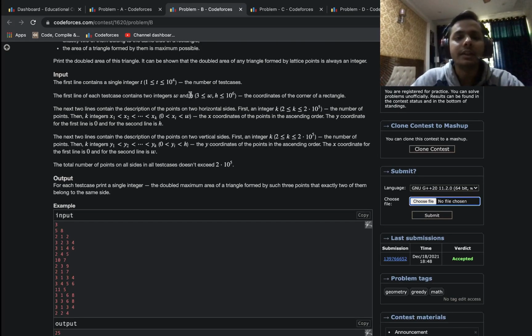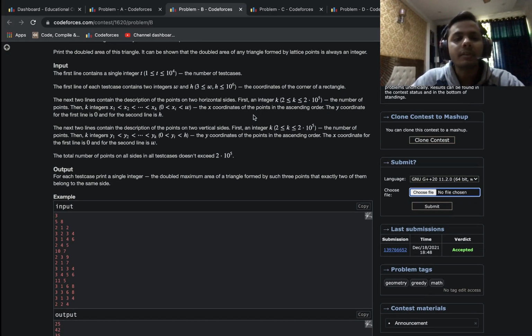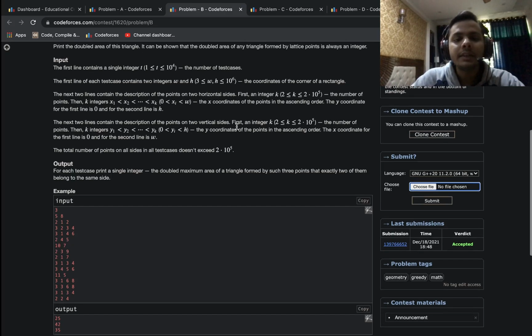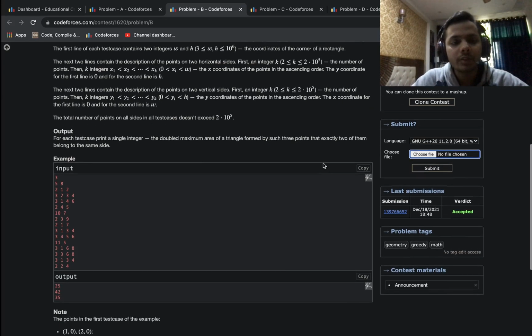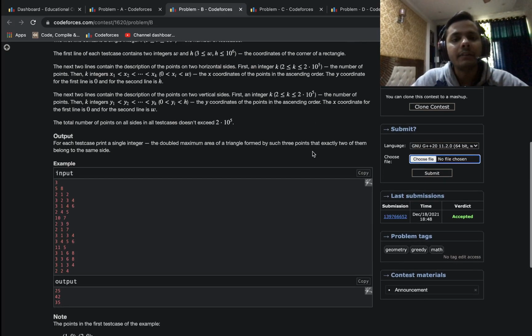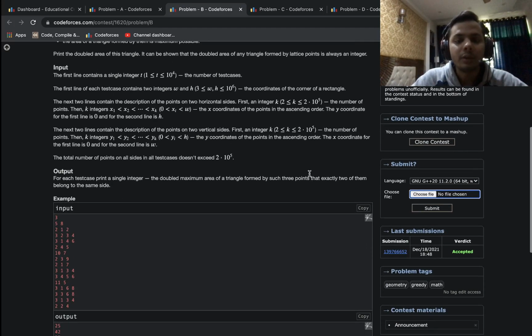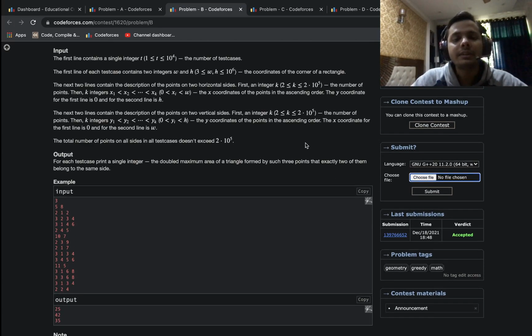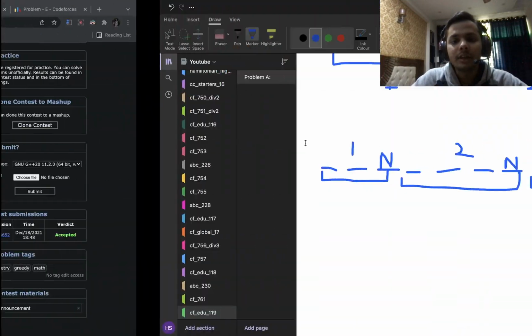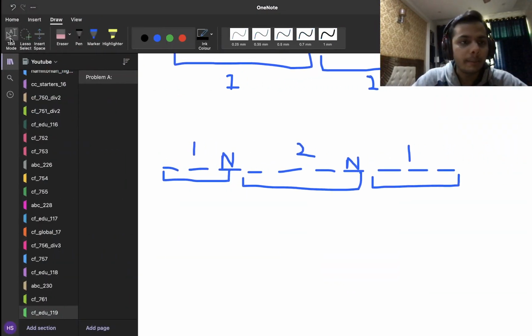The input is something like this. First of all, we will be given a w and h, and then 2 lines will follow. The first line will be the description of all the points which are on the lower horizontal side. Then we'll be given all the points which are on the upper horizontal side. And then in the next 2 lines, first of all, we'll be given all the points which are on the left vertical side, and then we'll be given all the points which are on the right vertical side, right? So this is how we have been given the input, and we need to find 3 points such that 2 of them belong to one side and 1 of them belongs to some other side, and the area of the triangle formed by the 3 points is the maximum possible. A very easy observation here. Let's see what that is.